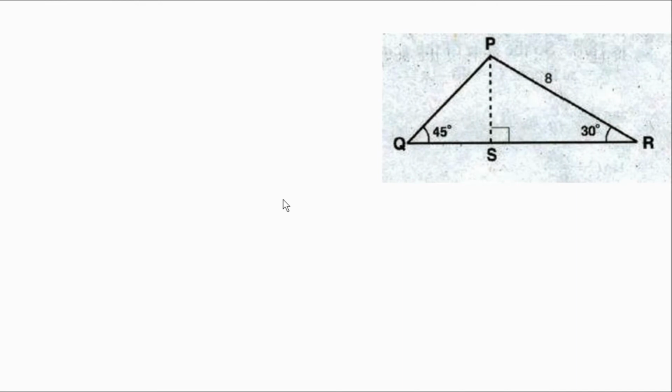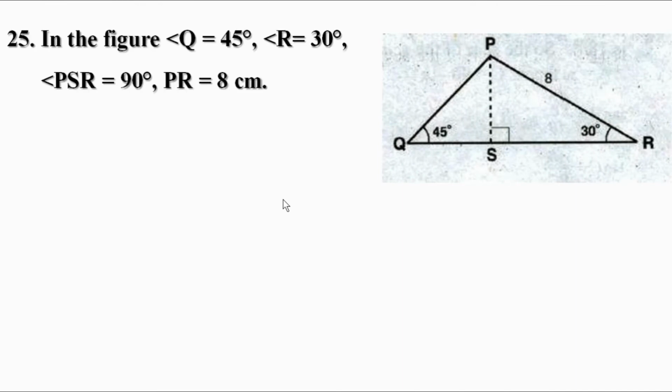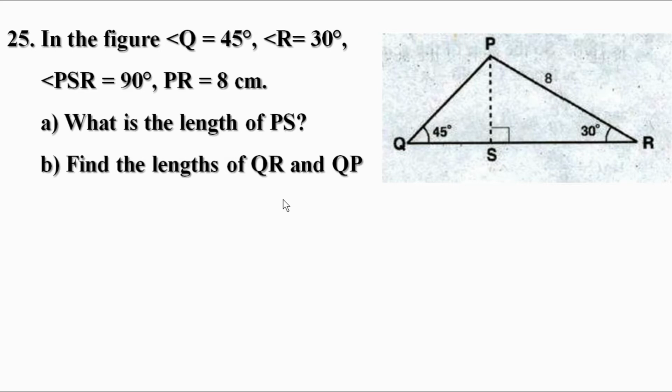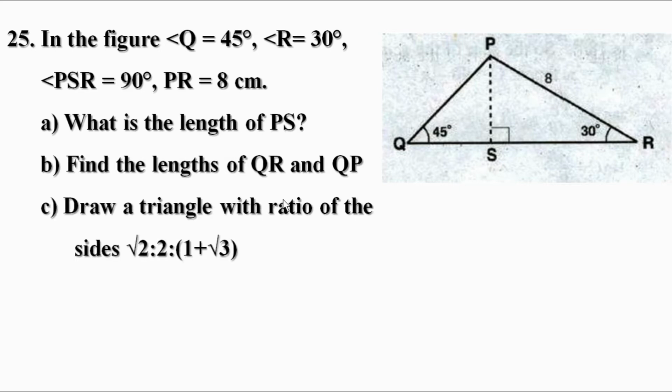25th problem. In the figure, angle Q equal to 45 degree, angle R equal to 30 degree, angle PSR equal to 90 degree, PR equal to 8 centimeter. What is the length of PS? Find the length of QR and QP. Draw a triangle with the ratio of the sides root 2 is to 2 is to 1 plus root 3.